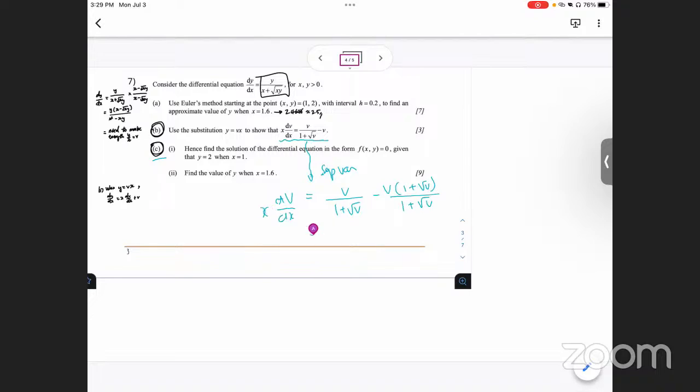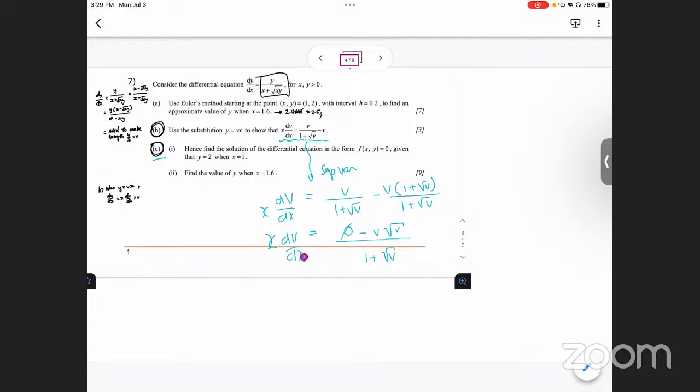So this is my attempt at separating them. Before I separate them, I want to combine these two things first, right? And what do I have? v minus v, 0, very nice. Minus v root v, right? I'm so sorry, that must be very confusing. v, and then 1 plus v. Okay, looks good, I guess. So this will be your x dv dx.